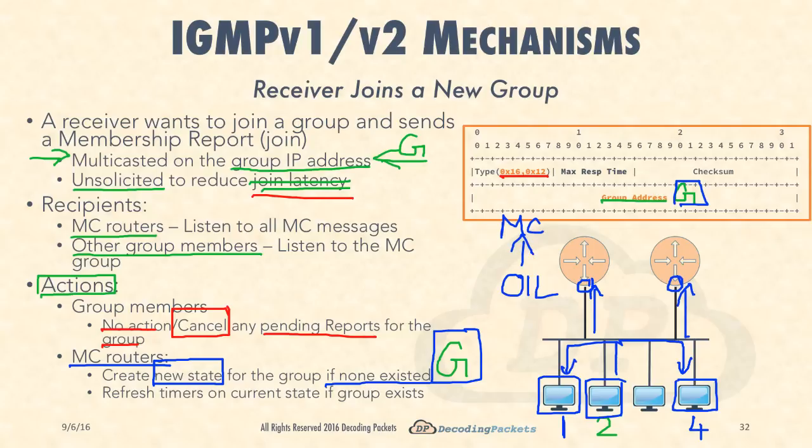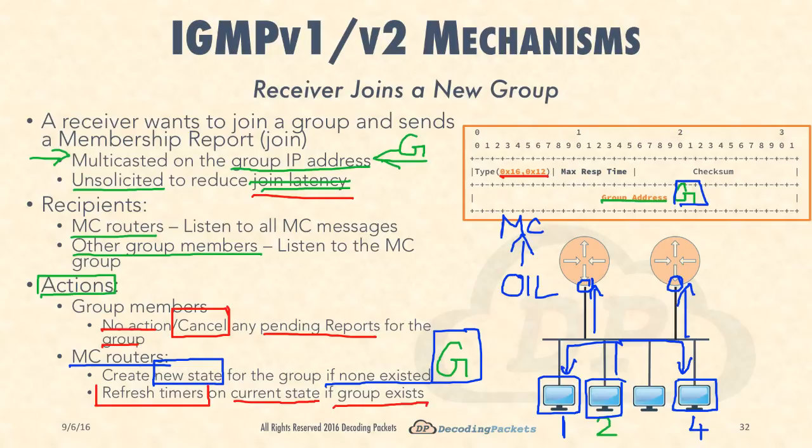In case the group already existed, so the group was previously present and there were other receivers listening to that particular group, then what the multicast router is going to do is refresh the timers for the current state. Now each state will have a timer. We'll discuss that in, I would say, 2 slides or so.